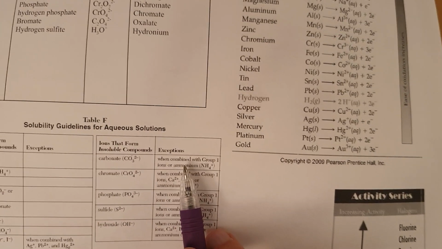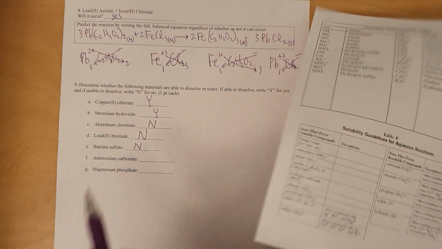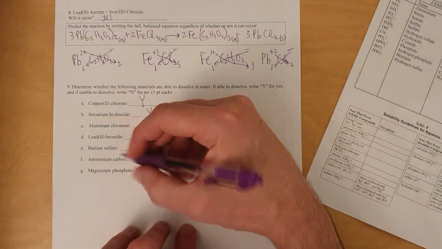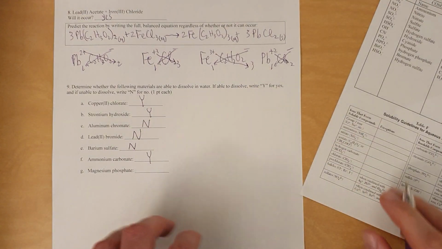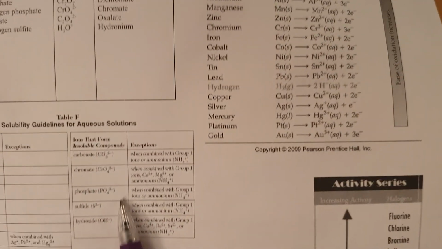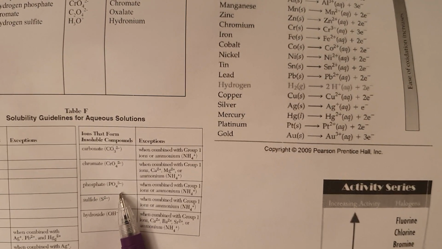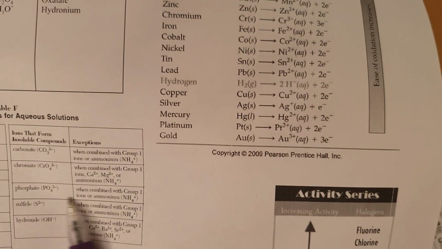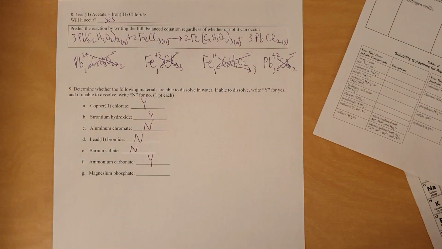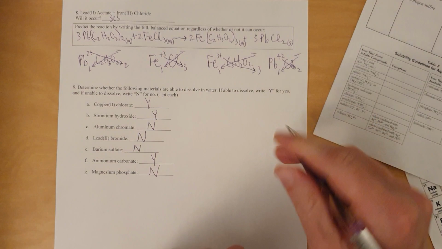Next, carbonate. Carbonates do not generally dissolve in water. However, there are certain exceptions. Ammonium is one of those exceptions. So although carbonates don't usually dissolve, this one does, because ammonium is an exception. Finally, magnesium phosphate. Here's phosphate. Phosphates do not dissolve unless paired with one of these. Magnesium is not one of the exceptions. Therefore, we stick with the default of do not dissolve. And so, since they don't dissolve, we put an N for no.